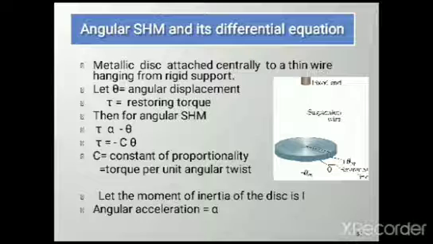Then for angular SHM, torque is directly proportional to minus theta. As in linear SHM we said F is directly proportional to minus x, similarly we can say that torque is directly proportional to minus theta. So let us add a constant: τ equals minus cθ. Here c is a constant of proportionality called the torque per unit angular twist.